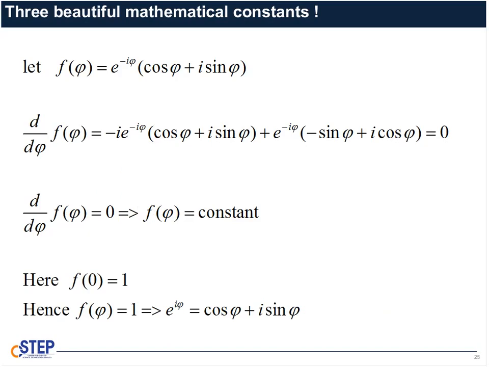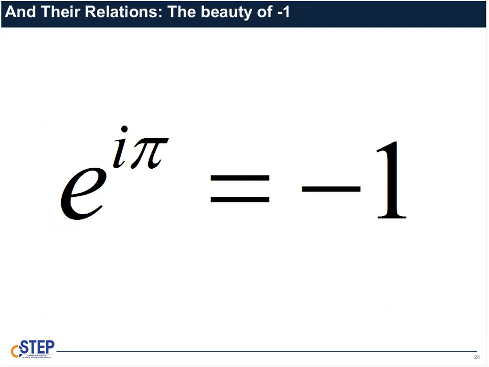In the previous equation, if in the place of phi we put the value pi, you will get e to the power i pi equals minus 1. This equation is one of the beauties of mathematics which relates three important constants of mathematics, e, i and pi, and their combination gives the value minus 1, which is real.